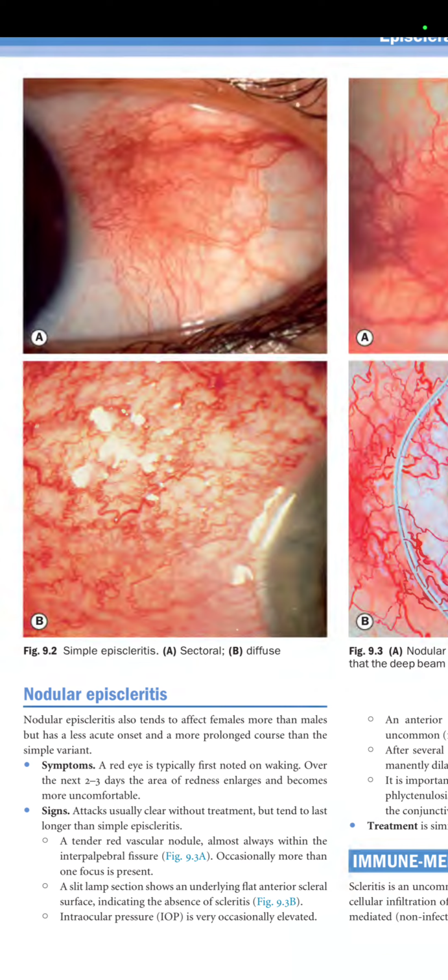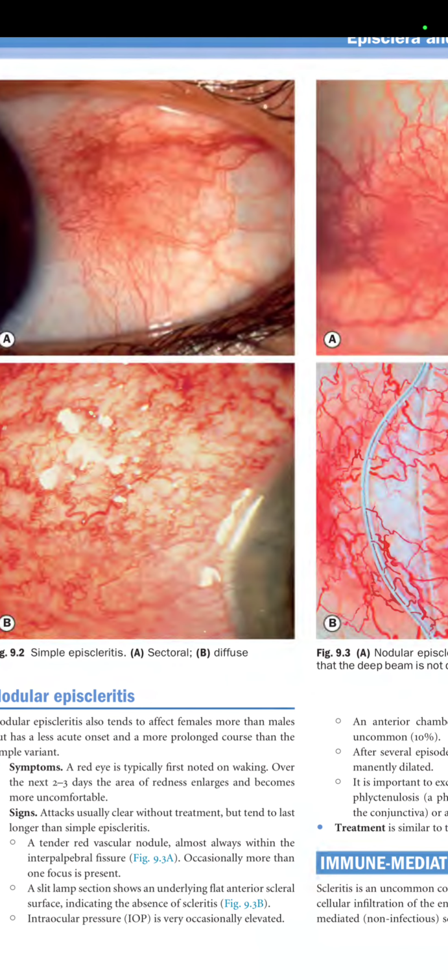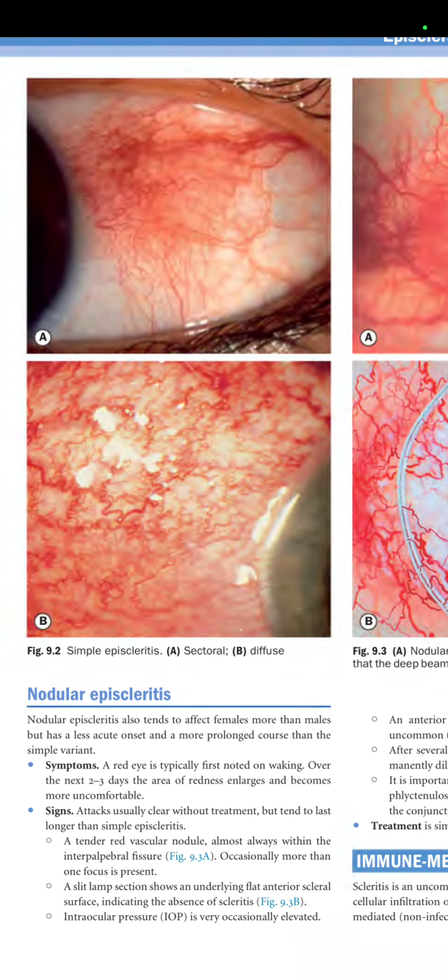So how does a patient present? A patient wakes up in the morning and says, my eye is red, and the redness enlarges over the next 2 to 3 days. Signs: attacks usually clear without treatment but tend to last longer than simple episcleritis. So it has a longer duration of the disease process.